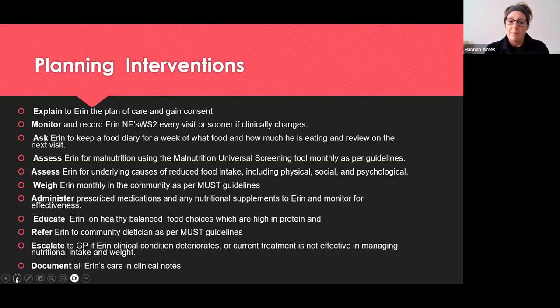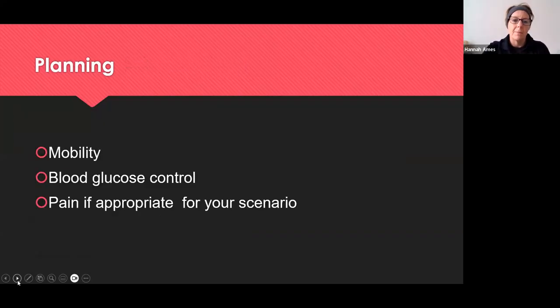We're going to weigh Erin monthly in the community as per the MUST guidelines. We might be administering some prescribed medications or nutritional supplements. We're going to educate Erin on healthy, balanced food choices, which are high in protein and low in sugar. We are going to refer Erin to the community dietitian, and we're going to escalate to the GP as well and document all care. So this is some examples there of what you could put into a malnutrition care plan.